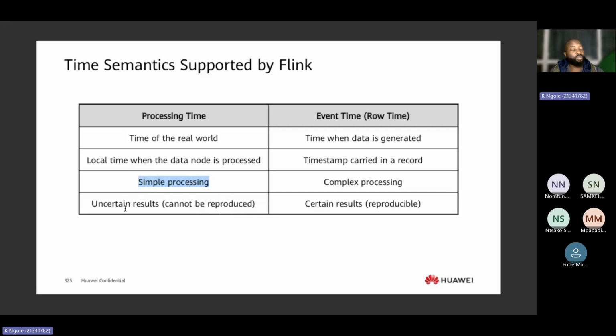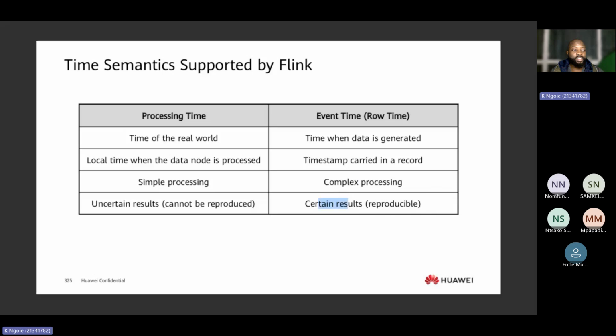Okay. But the problem is uncertain results because it cannot be reproduced. It was the actual time, the time in the real world, when the data was processed. Okay. So the event time will just be the time when the data is generated. Timestamp carried in the record. This can be used in complex processing. For certain results, it can be reproduced again.